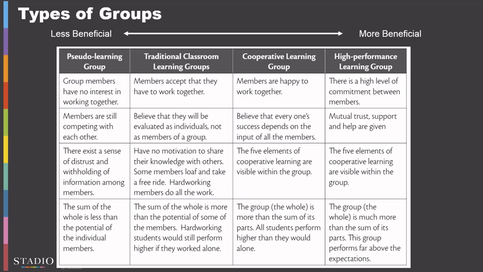And you will observe that pseudo learning groups are less beneficial. Some of the characteristics that you can see on your screen: the group members have no interest in working together. Members are still competing with each other. There is a sense of distrust and withholding of information amongst members, and the sum of the whole is less than the potential of an individual member.